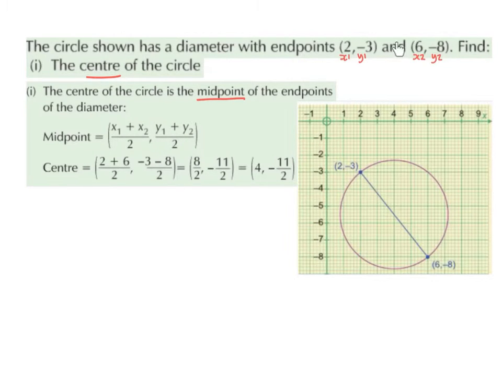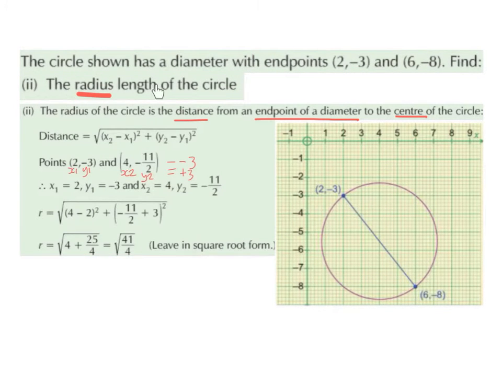We're going to label the endpoints of our diameter as x1, y1, x2, y2. Subbing into the formula, we swap x1 for 2, bring down the plus, swap x2 for 6, that's all divided by 2. We swap y1 for minus 3, plus y2, which is minus 8, all divided by 2. 2 plus 6 is 8, and 8 divided by 2 is 4. Minus 3 minus 8 is minus 11, and minus 11 over 2 just stays as it is. So the centre of our circle is (4, -11/2).